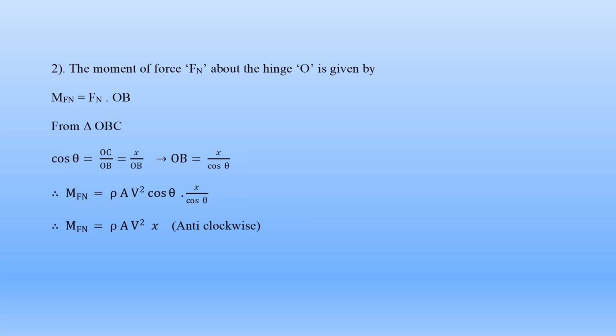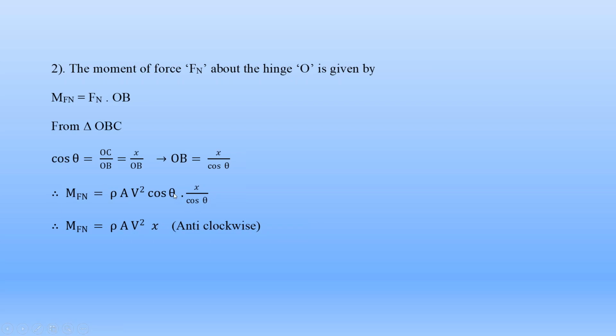To calculate the length OB, we consider the right angle triangle OBC. In the right angle triangle OBC, at point O, the angle is theta. So cos theta is equal to adjacent side OC over hypotenuse OB. OC is equal to X. So cos theta is equal to X by OB. So the length OB is equal to X by cos theta. You know that force Fn is equal to rho A V square into cos theta. We know this normal force Fn, rho A V square into cos theta, into the perpendicular distance OB, X by cos theta. Cos theta will cancel.